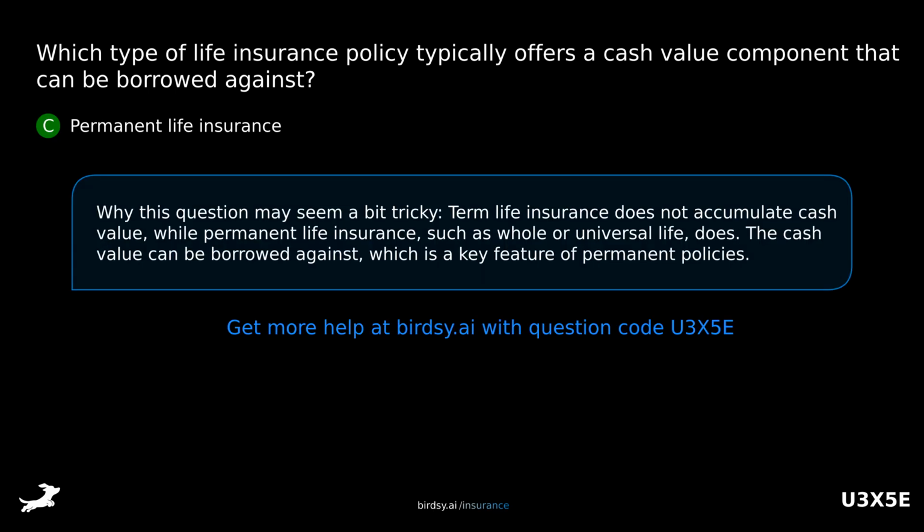Why this question may seem a bit tricky: term life insurance does not accumulate cash value, while permanent life insurance, such as whole or universal life, does. The cash value can be borrowed against, which is a key feature of permanent policies.